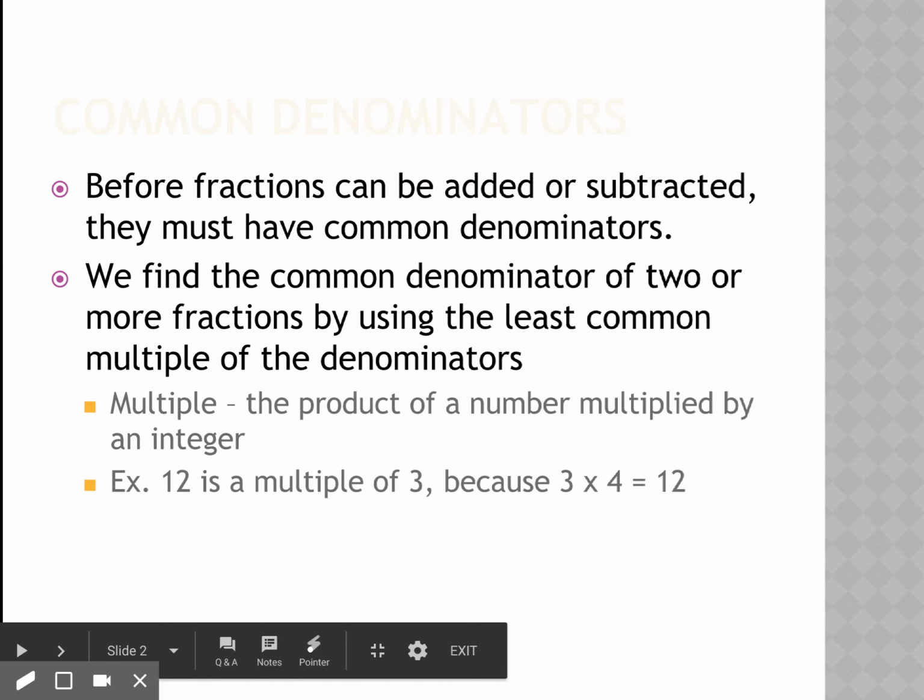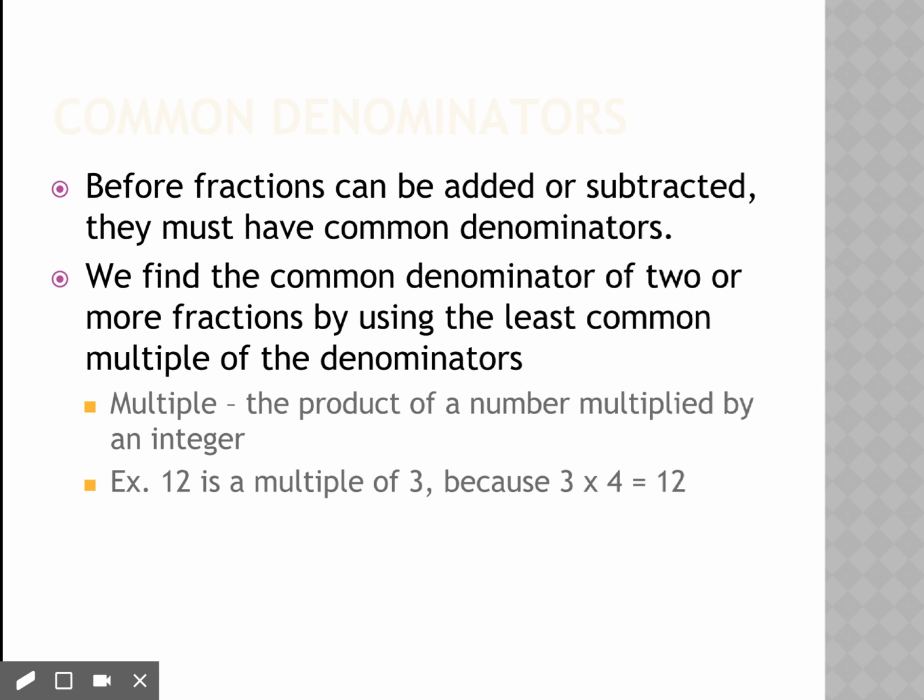So common denominators: before fractions can be added or subtracted, they must have common denominators. We find common denominators of two or more fractions by using the least common multiple of the denominators. A multiple, remember, is the product of a number multiplied by an integer. So for example, 12 is a multiple of 3 because 3 times 4 is 12.